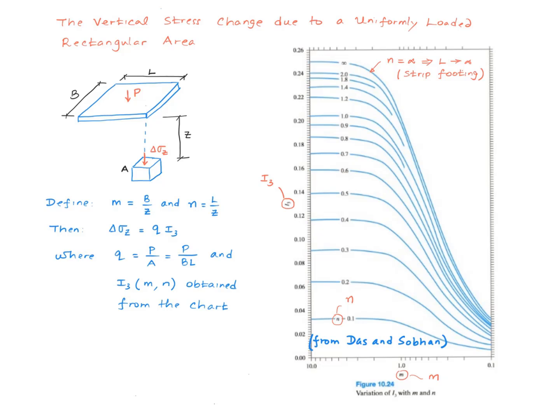I want to point out one more thing before we leave this slide. This curve at the very top corresponds to a value of infinity for little n, right? So when does little n become infinity? Well, when L goes to infinity, right? So when L goes to infinity, what kind of footing is that? That's the strip foundation. And therefore, this curve at the very top gives you the solution for a strip footing. In other words, this chart actually contains the solution for not only a rectangular footing but also a strip footing.